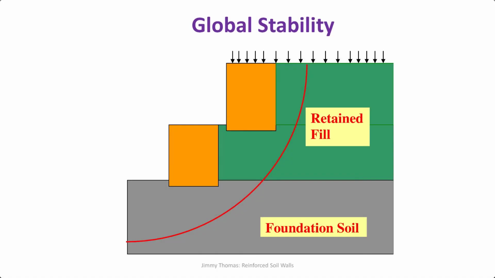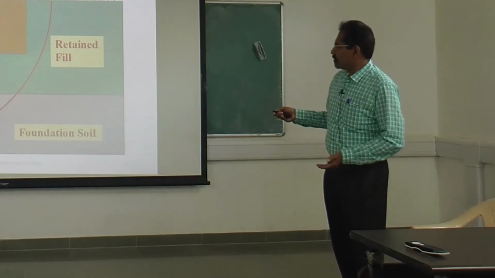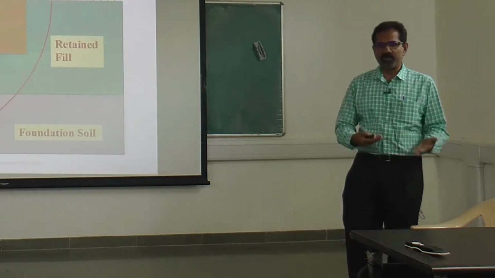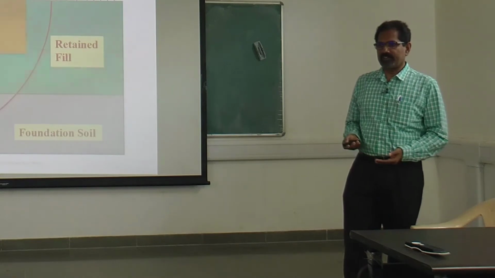Or we have tiered walls. So here global stability matters, because individually it is safe, but as a whole it may fail. This is typically done using slope stability analysis. That means we can take this design into a slope stability program, run the slip circles, analyze, and get the factor of safety.